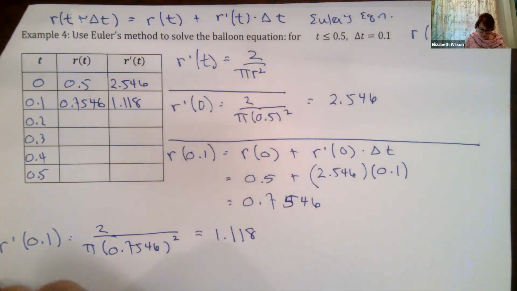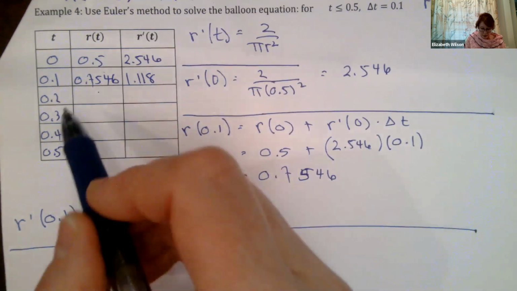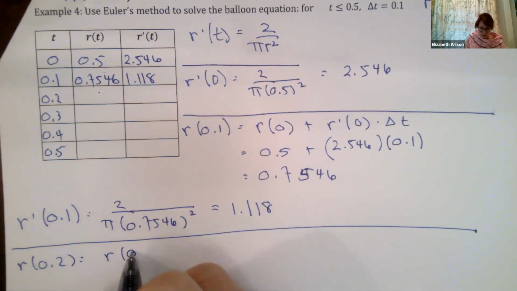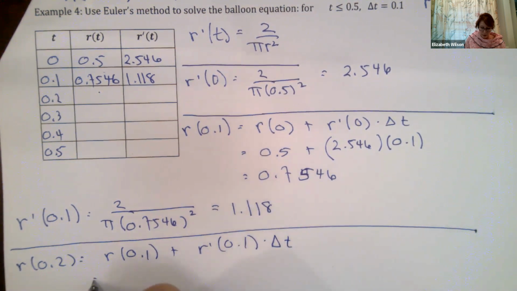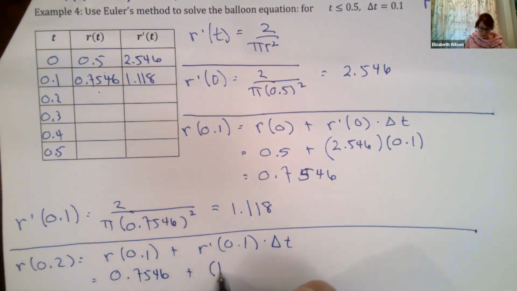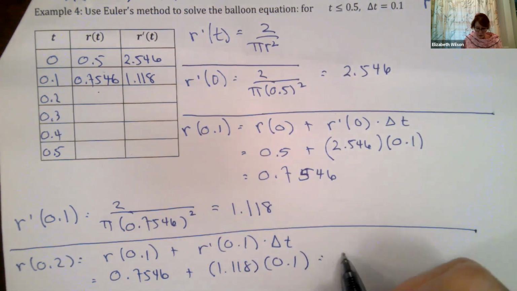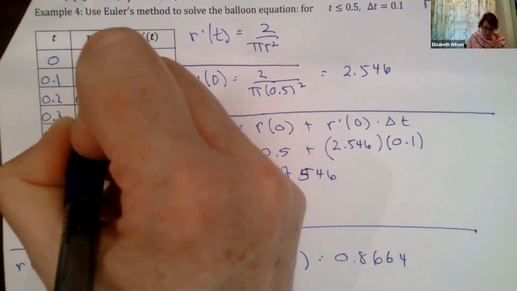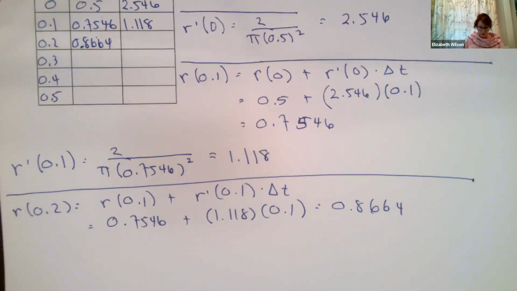All right, so now let's plug it in and figure out what our r is. So our next time, r of 0.2 equals r of 0.1 plus r prime of 0.1 times delta t. R of 0.1, 0.7546 plus 1.118 times 0.1. R of 0.2 gives me 0.8664. I'm going to put that in here, 0.8664. Okay. And now I get to calculate out my derivative.